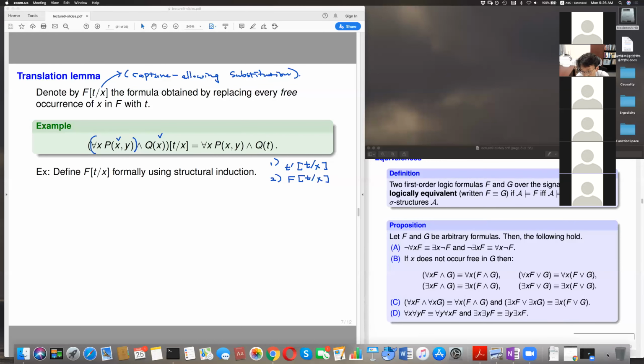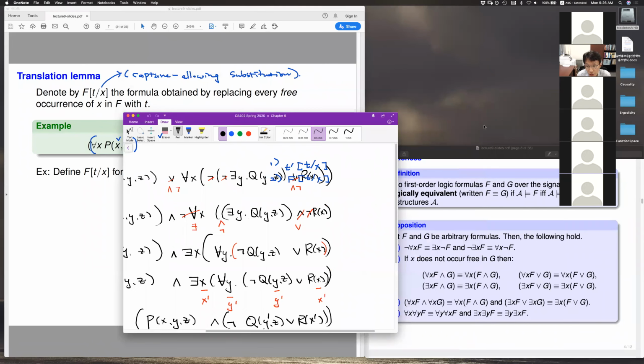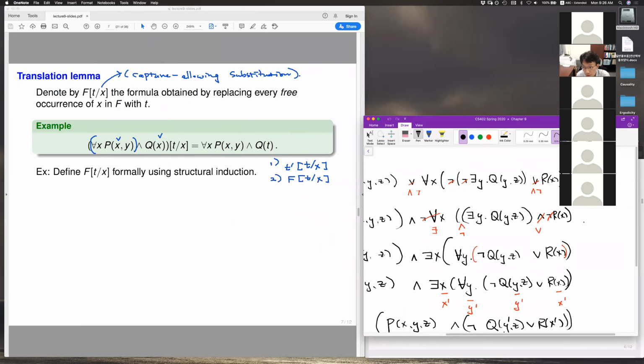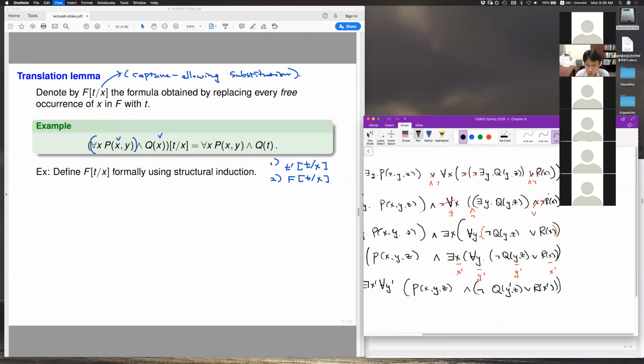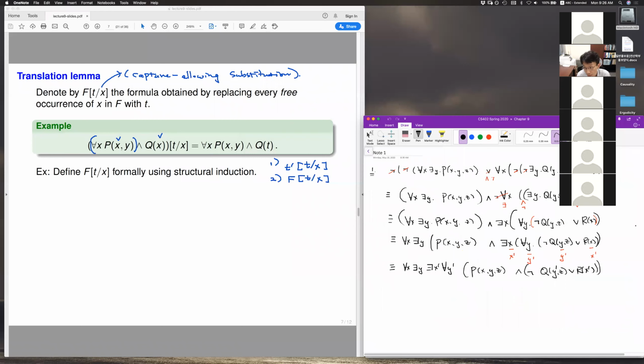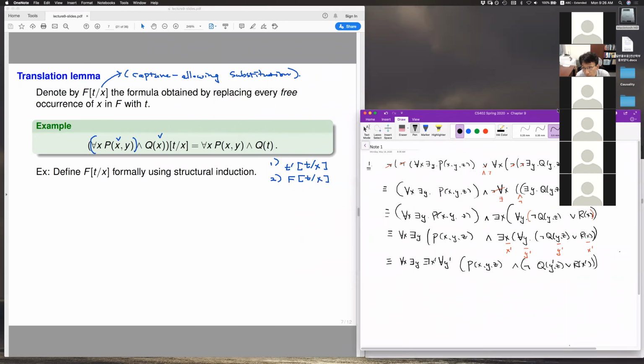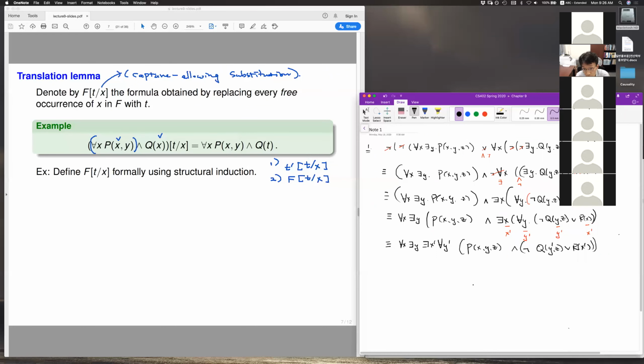Okay, so let me show you how to solve this. So the definition of substitution is like this. We first define terms. The definition is by structural induction. Like in programming languages, terms you are defining in terms of recursion.